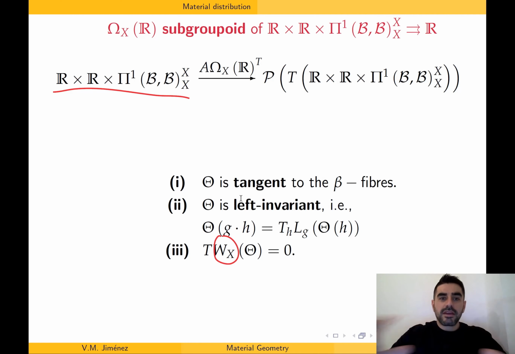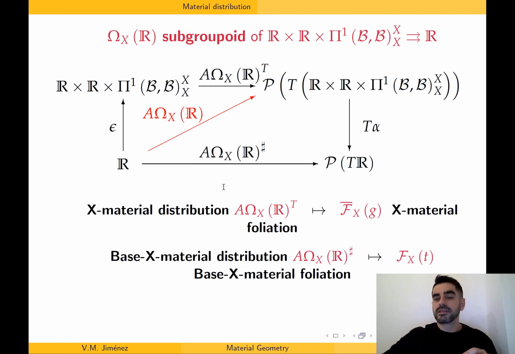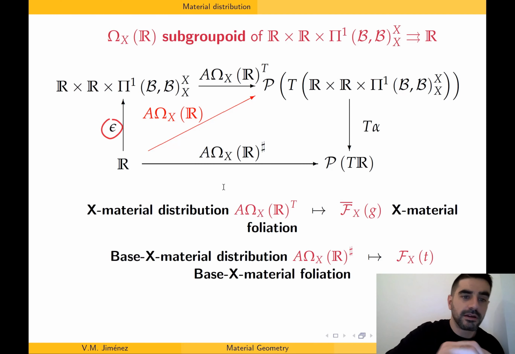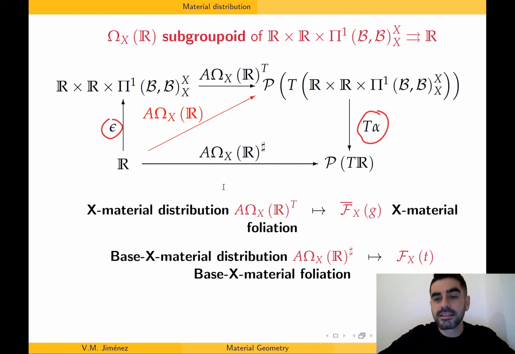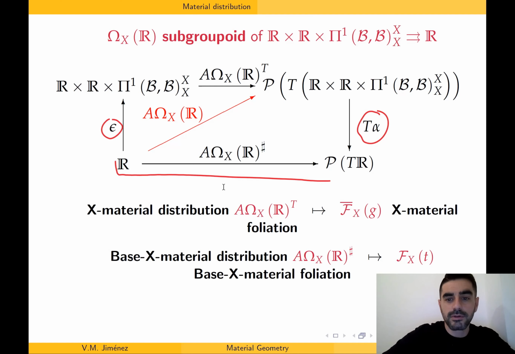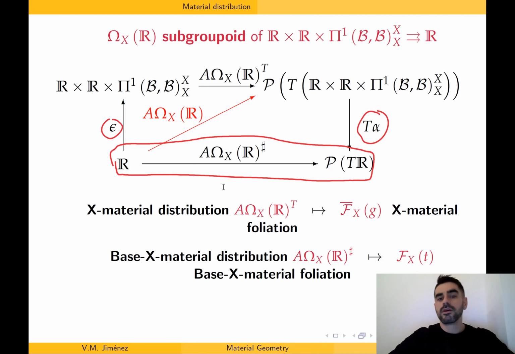So we have here a family of local vector fields which is not empty because the zero vector field is inside this map. And then with this family we generate a distribution of this manifold which is called the X-material distribution. Then by using the groupoid structure, in particular the section of identities and the induced tangent of the source map, we can project this distribution into another distribution on R.